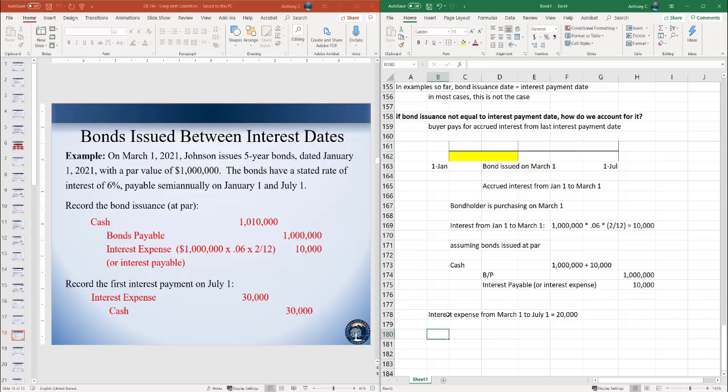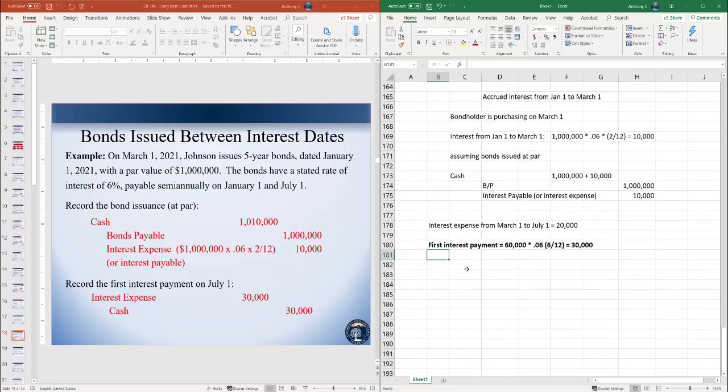So when we go to make this first interest payment, we're making a full interest payment here from January 1st out to July 1st. So if we wanted to calculate that, again, principal is $1 million, multiply by the interest rate of 6%, and then it's for 6 out of 12 months. This is for half a year. And what we would find is it's equal to $30,000. So if we wanted to journalize that, debit interest expense for $30,000, and you'll credit cash for $30,000.